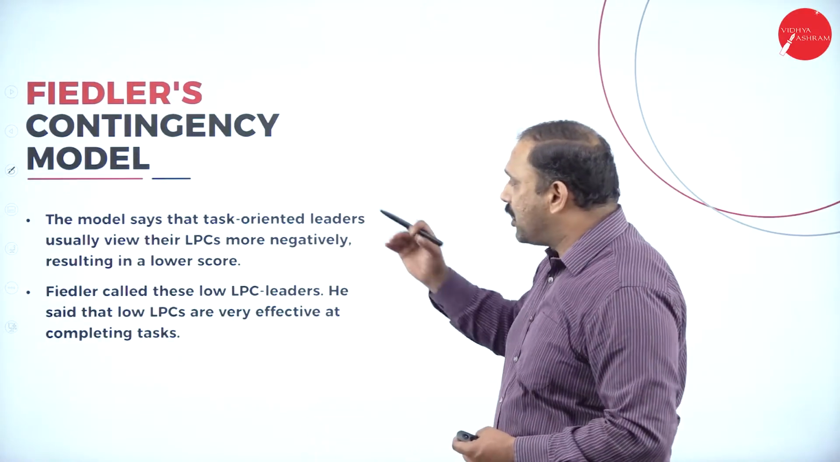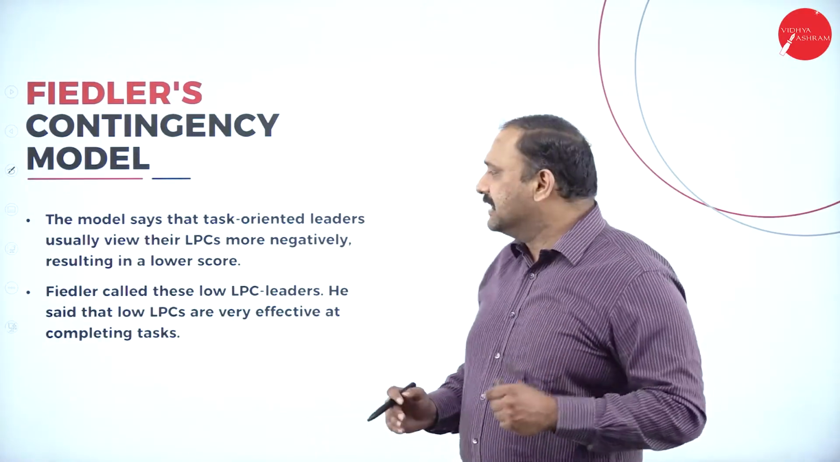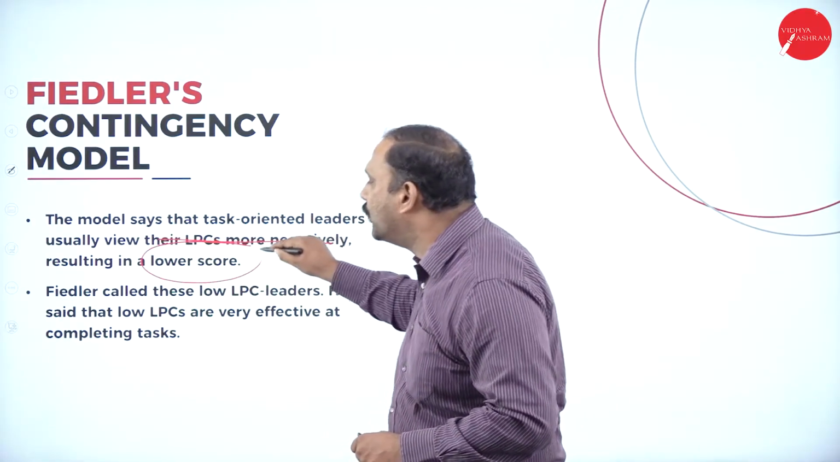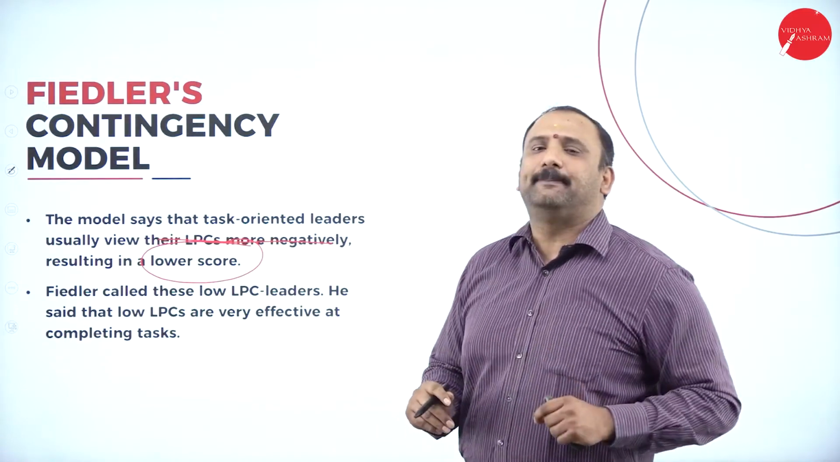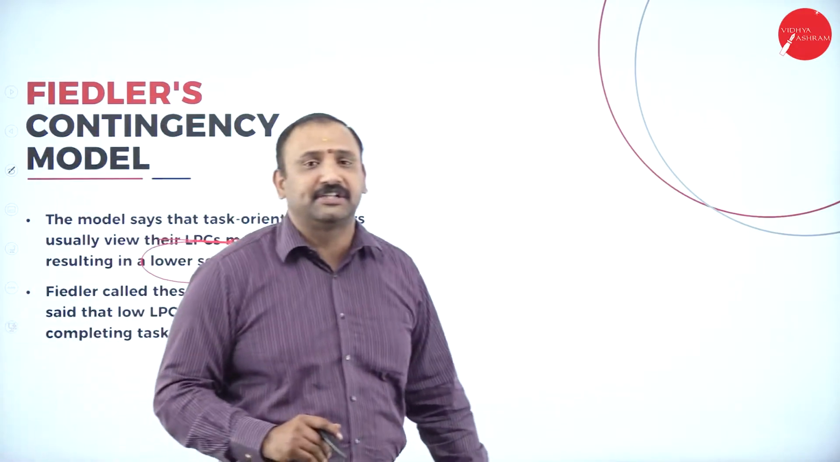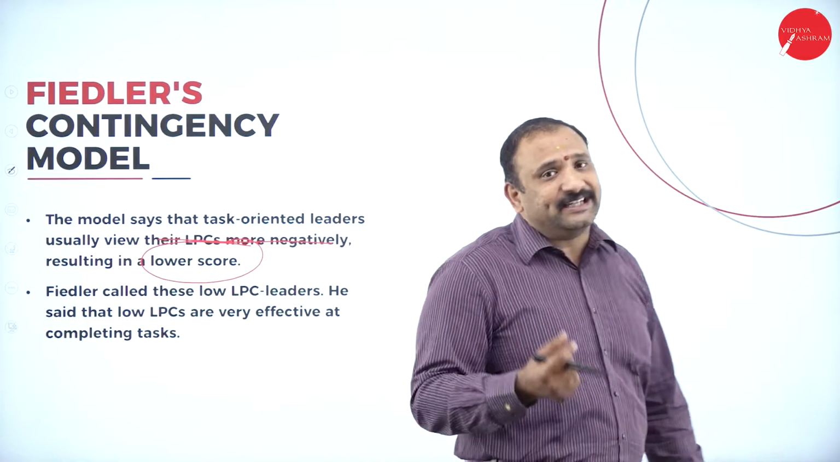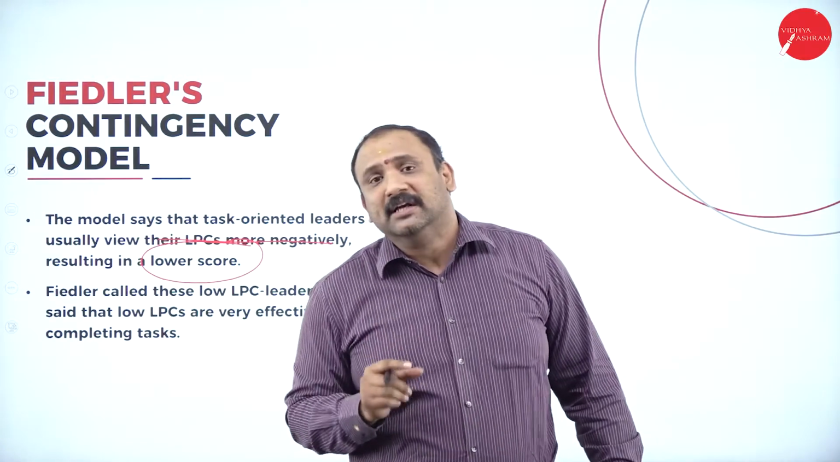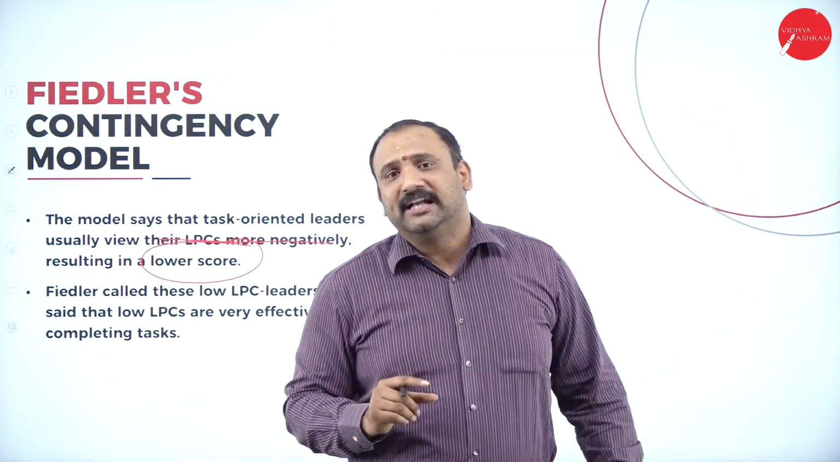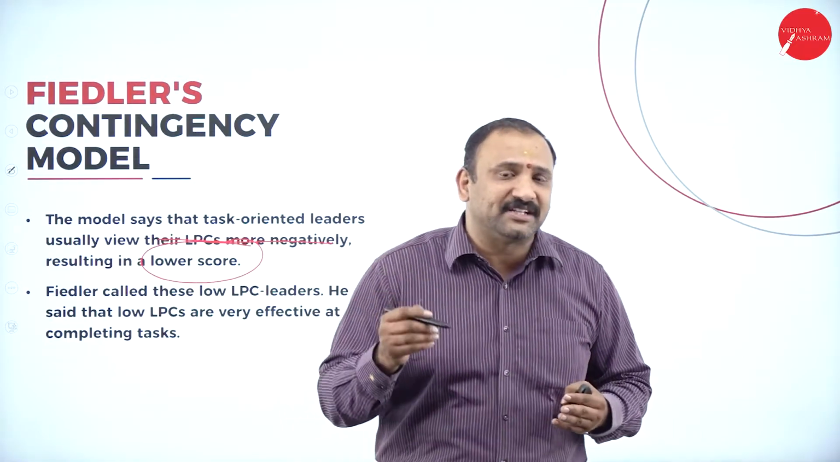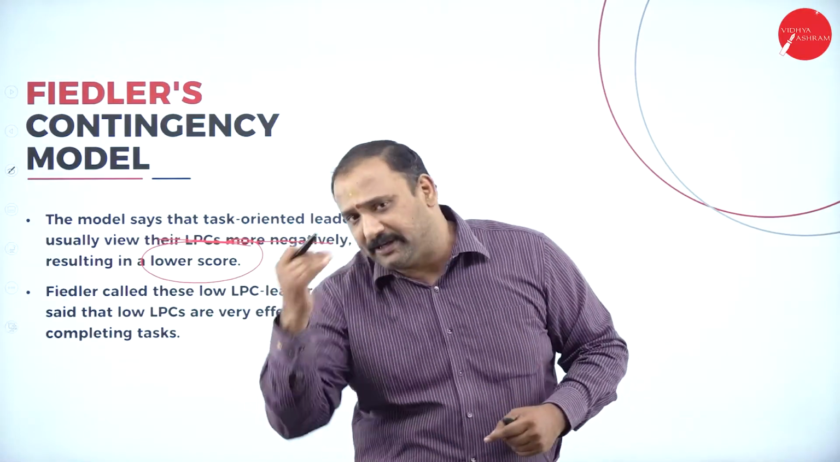Now, the model says that task-oriented leaders usually view their LPCs more negatively, resulting in a lower score. These are people who are not worried about the relationship with the employees. Why? Because for a task-oriented leader, the most important thing he would be thinking about, that he would be deciding about, is only the matter at hand, that he is only interested to work on that particular object, that particular project, that particular task.